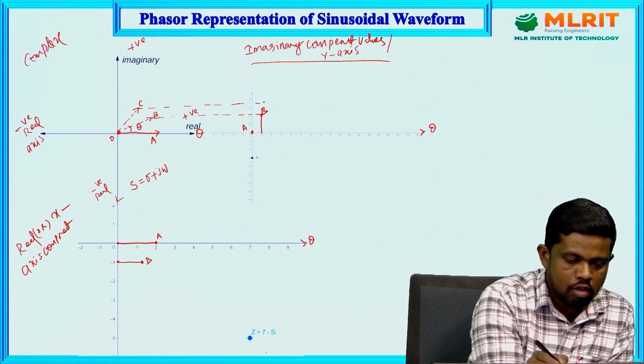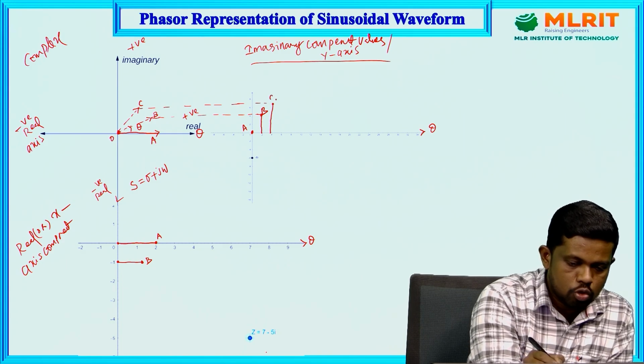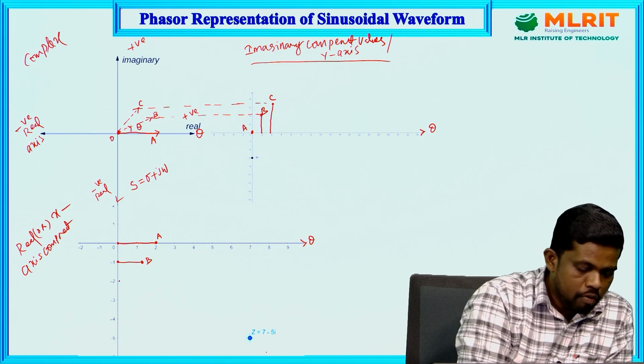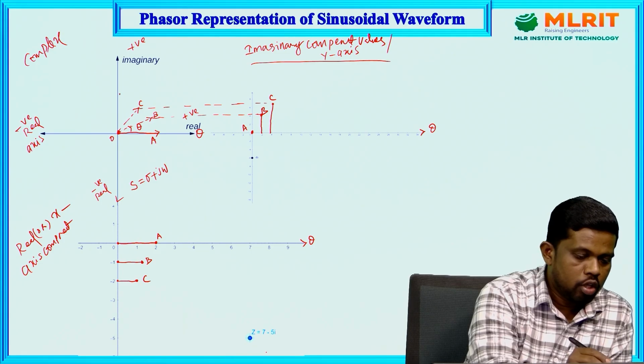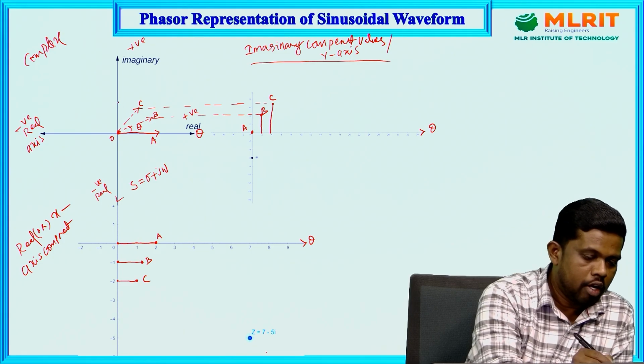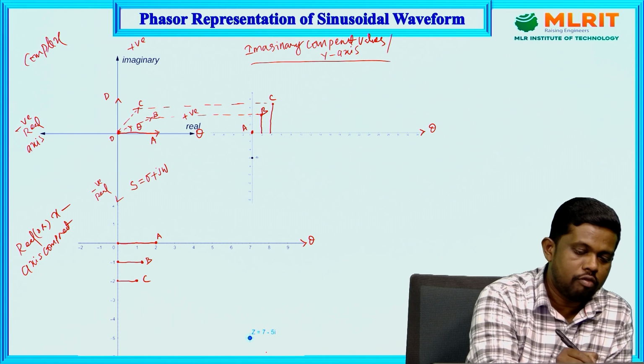There is a projection of the imaginary axis, this is the point C. Then the real axis component value should be this one, the point C. Then keep on continuing the rotation, and we will get one more instant, that is point D here. We need to rotate the vector from point A to B, C and also D.